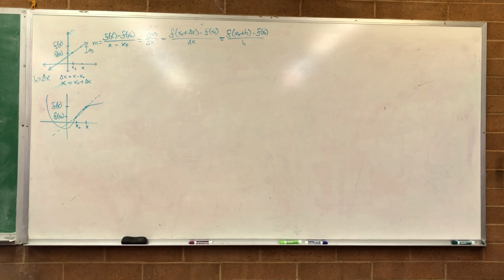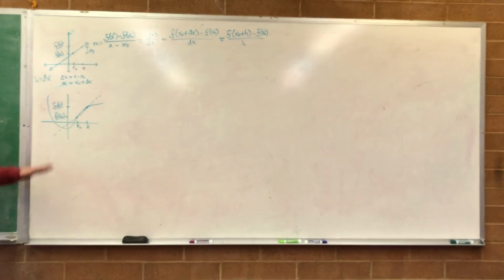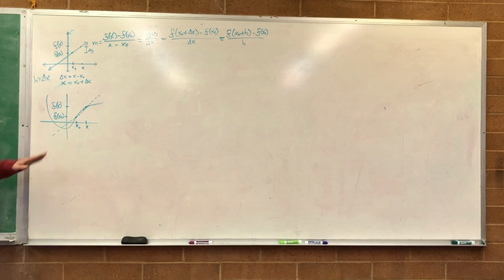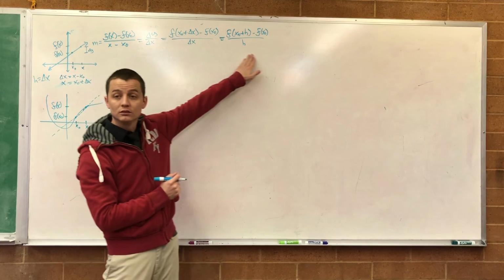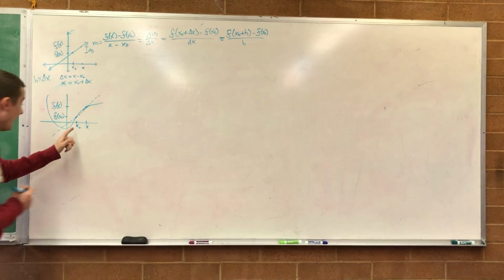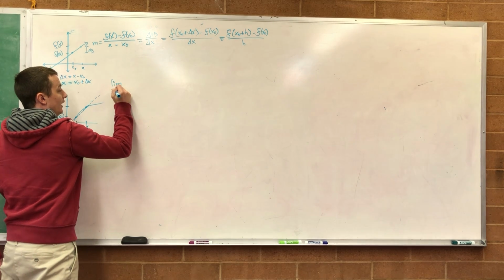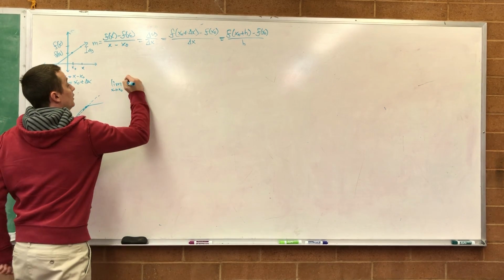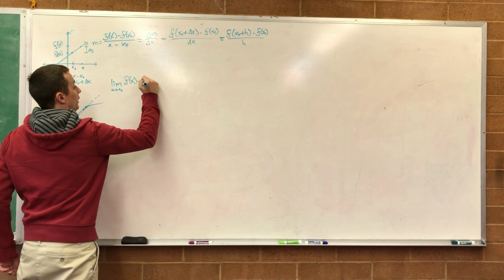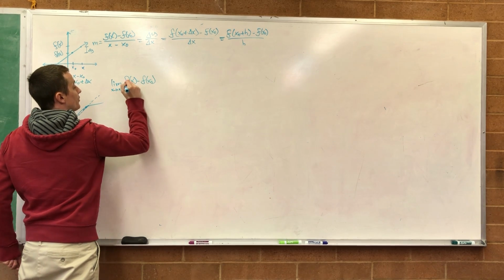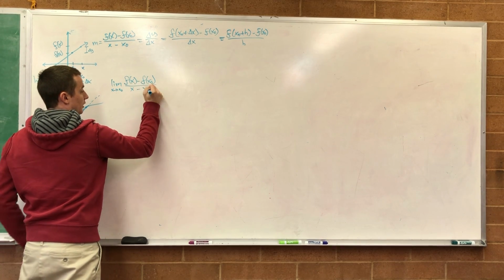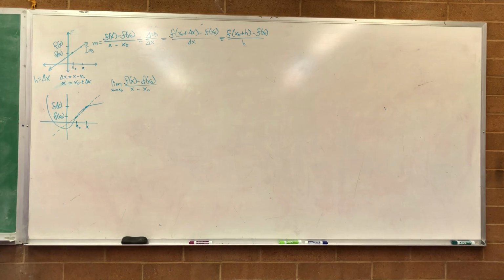So what is the slope at that point? The limit. It's the limit as x approaches x naught of the slope of the line. So here's the slope of the line. The slope at that point is now the limit as x approaches x naught of f of x minus f of x naught all over x minus x naught. You see how that's the same thing?